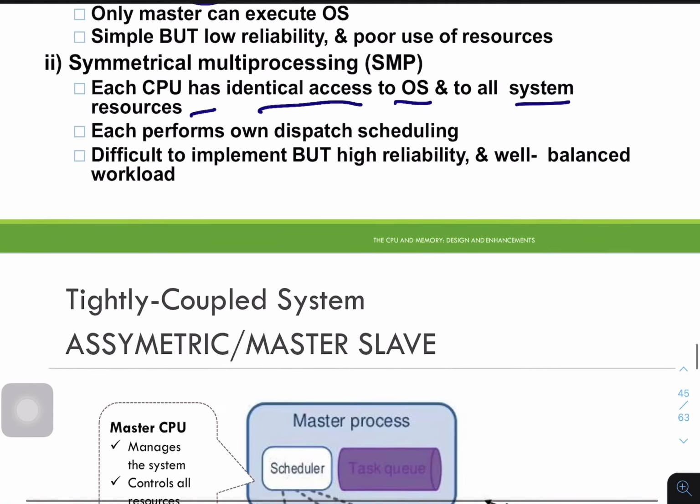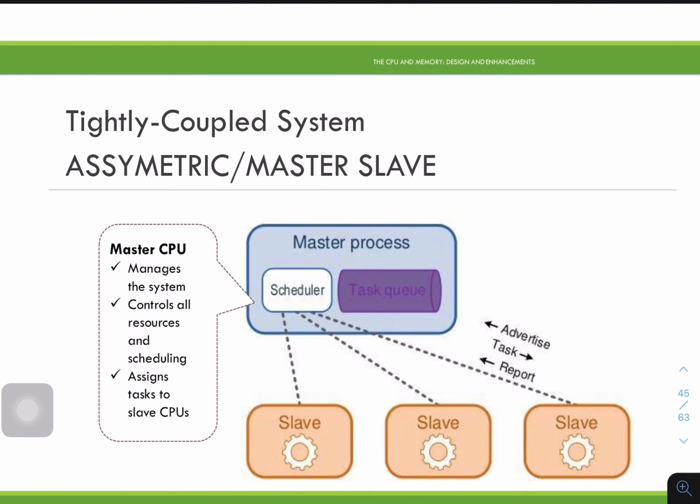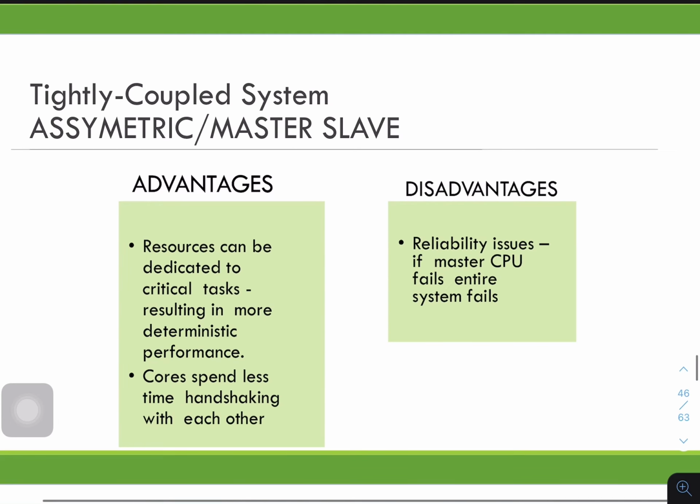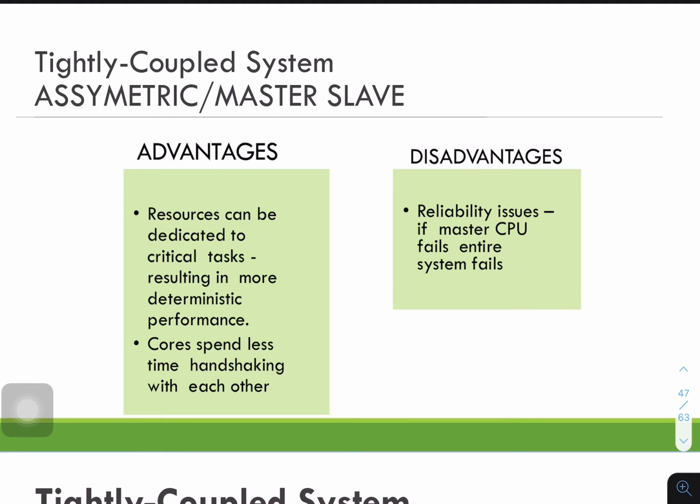Okay, kemudian yang ni gambaran, boleh tengoklah macam mana the CPU manage gambaran untuk asymmetric ataupun master slave. Okay, so advantage of master slave, dia kata resources can be dedicated to critical tasks resulting in more deterministic performance. So performance akan jadi lebih baik lah kalau kita menggunakan secara master slave, sebab all of the CPU are gathered to do certain jobs ataupun certain instruction. Jadi bila banyak CPU buat satu kerja, so of course the performance will be better lah.